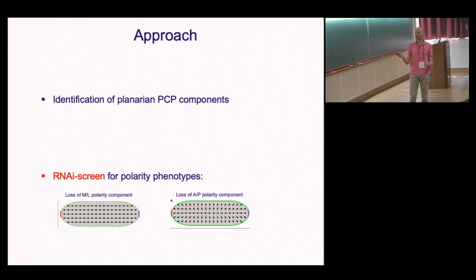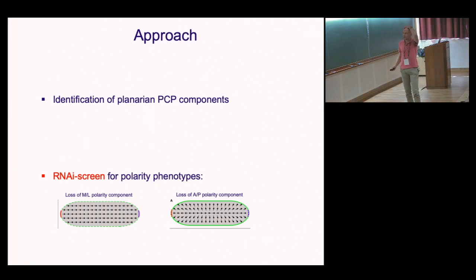Secondly, what we then did was to do an RNAi screen for these components. We remove the gene function of PCP components in planarians and then screen for effects on the global polarity field of the animals. So if the green component, the radial component, were missing, we would predict that such genes should give us uniform AP orientation, whereas in the other case, we would expect to see radial orientation of the cilia.